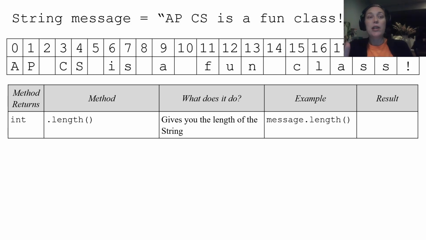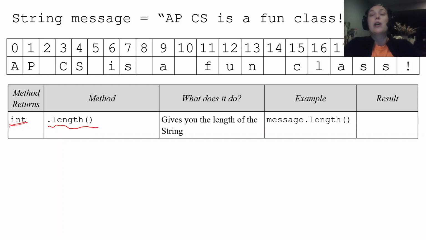So here I have our example again. The message is "APCS is a fun class", and I have the table there with each of the indexes just for reference as we're learning these methods. So the first method is called the .length method. It has open and closed parentheses. It does not accept any parameters. What does it do? This gives you the length of the string. So it's going to return an integer of some kind. That's the length of the string itself.